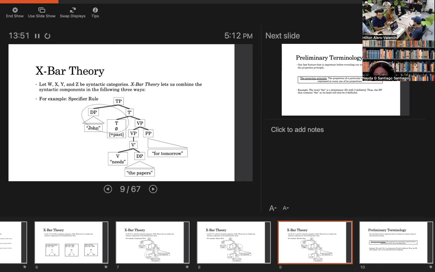But that's just a disclaimer. That "needs" is supposed to say "needed," for reasons that are out of the scope of this presentation. Oh, but I see that. Yeah, because it's supposed to be past, so it's "needed." Or you can imagine it as just the stem of the verb.